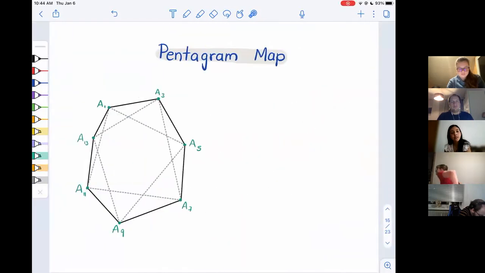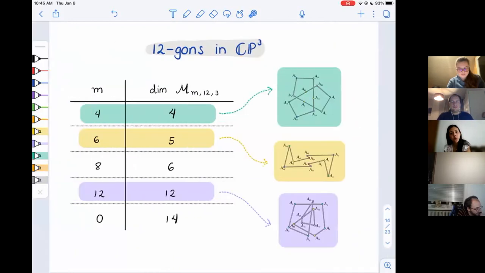Yeah, so that's kind of what I have about self-dual polygons. Maybe if I have a little bit more time, I can talk a little bit more about it. What I also want to talk about is Pentagram Map, if it's okay with all of you.